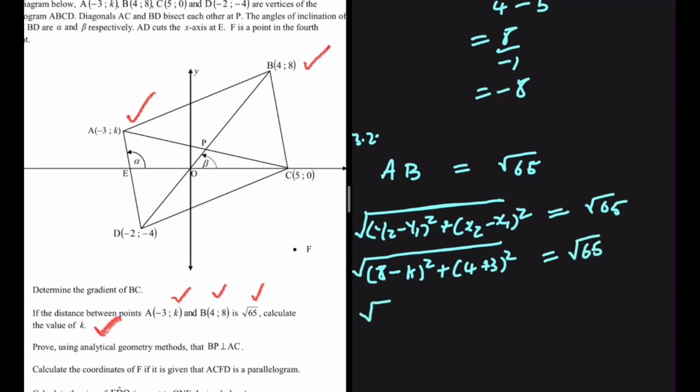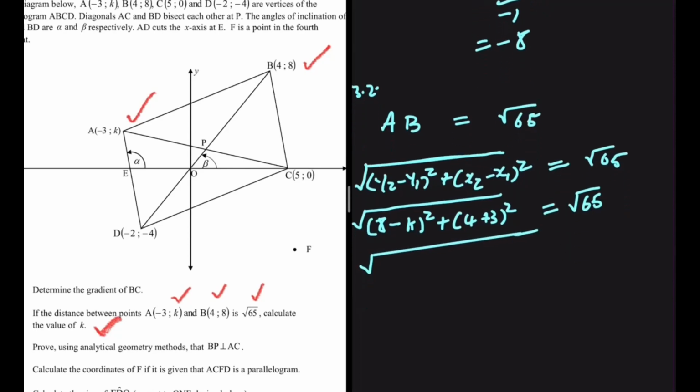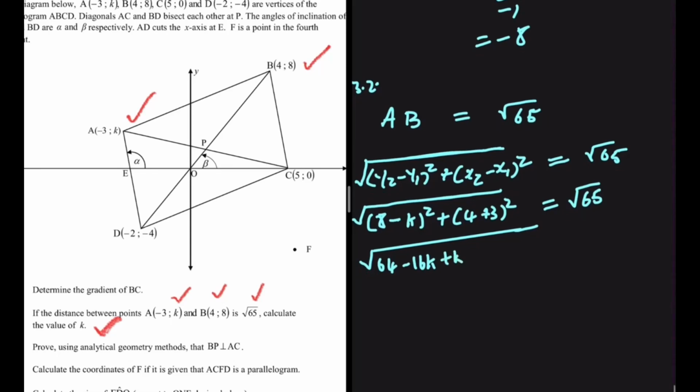Let's go ahead and solve what is inside the bracket. So we have 8 minus k squared. How do you solve that? What is 8 multiplied by 8? That is 64. And then you multiply 8 by minus k, it will give you minus 8k. You multiply that by 2, you're gonna get minus 16k. And then minus k multiplied by minus k, that is just plus k squared. And then 4 plus 3, that is 7. You square that, you get plus 49 being equals to square root of 65.